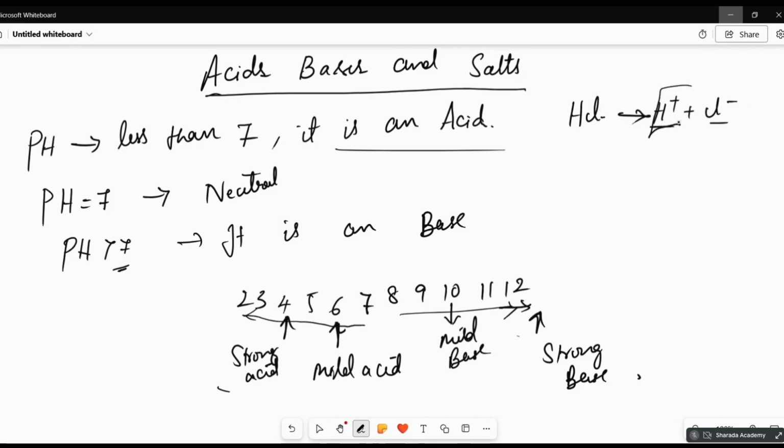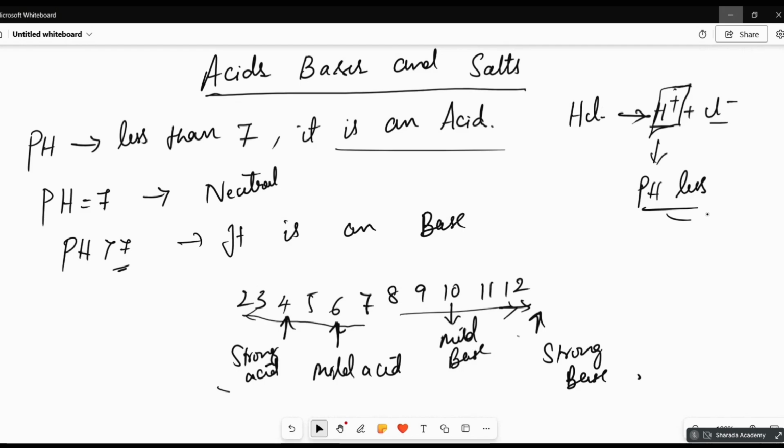If hydrogen ions are more, you will get a lower pH value. How that comes, I will explain another day. So depending upon how much hydrogen ions are produced, we say how acidic it is. If it is producing more hydrogen, then it is more acidic in nature. That is the main way we classify acids.